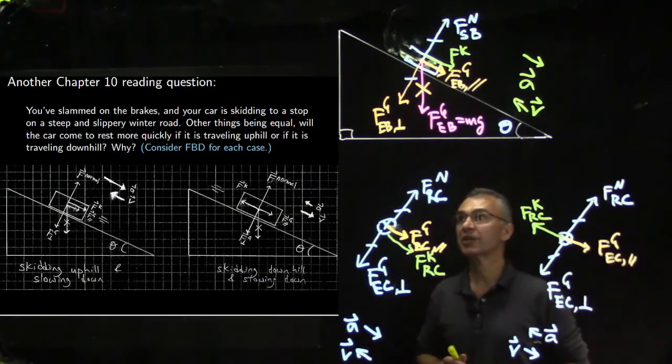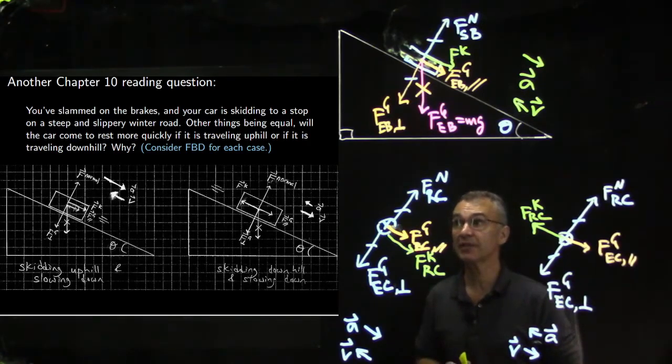Here's an old chapter 10 reading question. You've slammed on the brakes and your car is skidding to a stop on a steep and slippery winter road. Skidding to a stop sounds like kinetic friction. Other things being equal, will the car come to rest more quickly if it is traveling uphill or if it is traveling downhill? Why? Consider a free body diagram for each case.